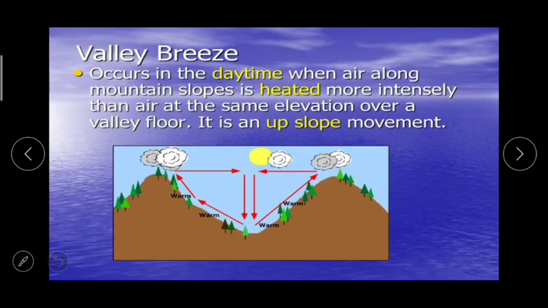Then the next thing, valley breeze occurs in the daytime when air along mountain slopes is heated more intensely than air at the same elevation over a valley floor. So it is an upslope movement. If you observe this figure carefully, you can understand this easily. Warm, warm, and because of this, the movement in the air.